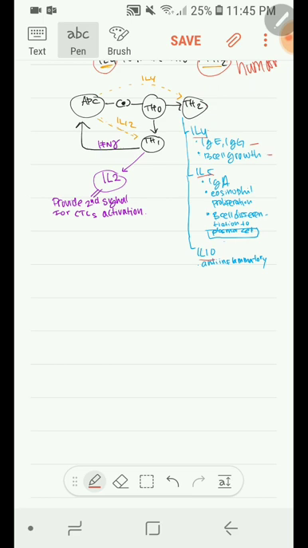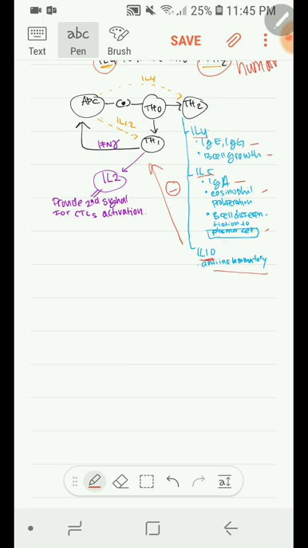IL-5 mediates the class switching to IgA, the proliferation and growth of the eosinophil, and B cell differentiation to plasma cell. And IL-10 is anti-inflammatory, and it also inhibits differentiation to TH1.